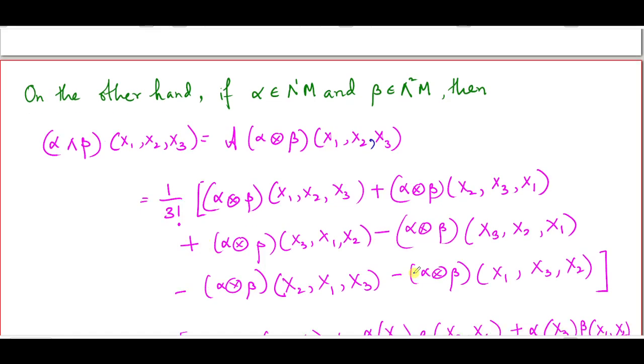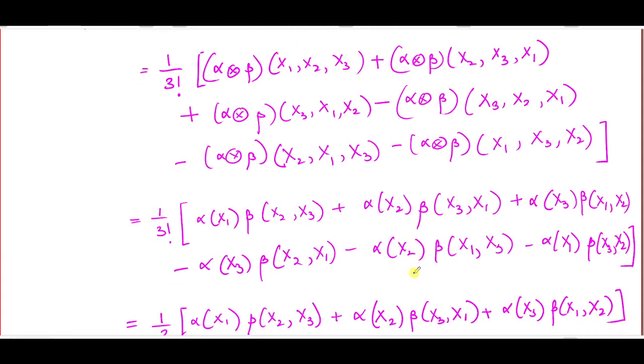But notice, by the definition of the tensor product, and alpha being a 0-1 tensor, a 1 form is a 0-1 tensor, and beta being a 0-2 tensor, alpha gets the first argument, beta gets the next 2 arguments. So this is alpha x1 times beta x2, x3. That's this. This one is alpha x2 times beta x3, x1. This one is alpha x3 times beta x1, x2. So that's what you have on the top line here. This, and this term. The ones with the minus sign, well, they're also similar. This is alpha x3 times beta x2, x1. Then alpha x2, beta x1, x3.